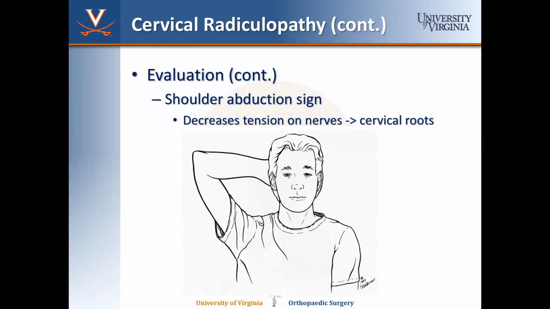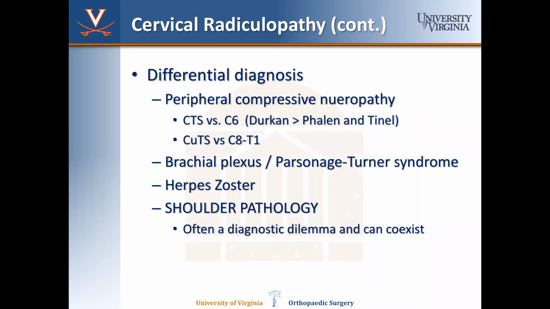Whenever this person drops his arm, he has arm pain because there's tension. So they'll either do this, with the hand over the head, or they'll hold their arm and kind of hike their shoulder up. Those are the two ways people can look when they come in with cervical radiculopathy.